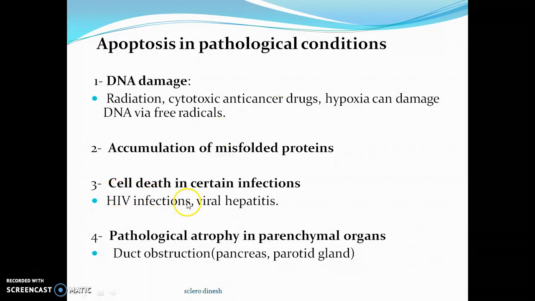The third one is cell death in certain infections like HIV and other viral infections. The virus-infected cells are harmful for the body, so they are removed from the body by the process of apoptosis, and since they occur in disease conditions, they come under pathological conditions. The last one is pathological atrophy in parenchymal organs after duct obstruction, such as occurs in the pancreas, parotid gland, and kidney. Distal to duct obstruction, there is pathological atrophy in parenchymal organs.